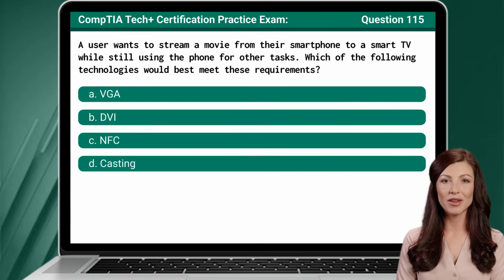Question 115. A user wants to stream a movie from their smartphone to a smart TV while still using the phone for other tasks. Which of the following technologies would best meet these requirements?